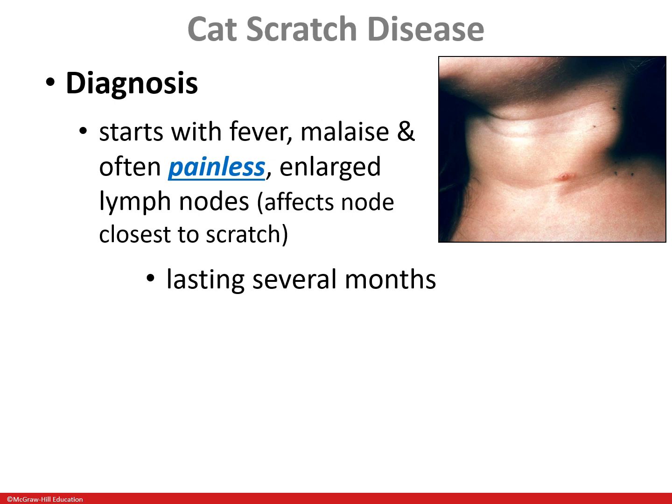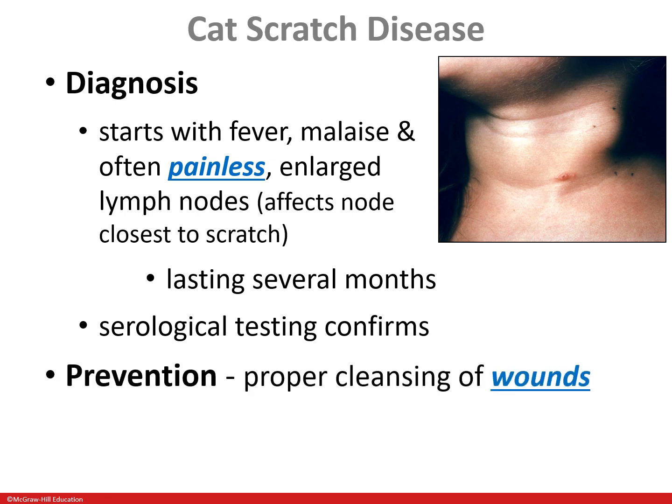But these inflamed lymph nodes can last for months, so that's another reason why it sometimes gets concerning that it's cancer. But there is a serological test that can confirm, and preventing it is really just proper cleansing of wounds, especially if they've come from contact with a cat. And with proper diagnosis, it can be treated with antibiotics.